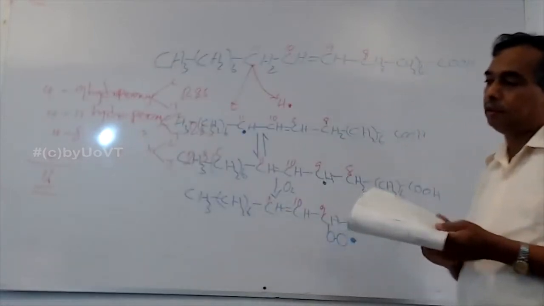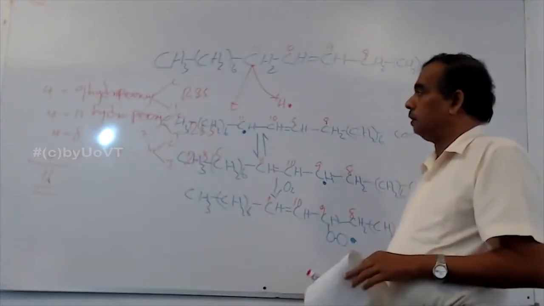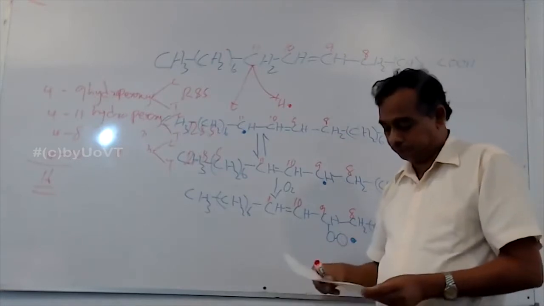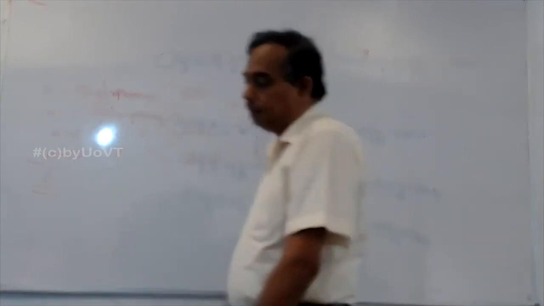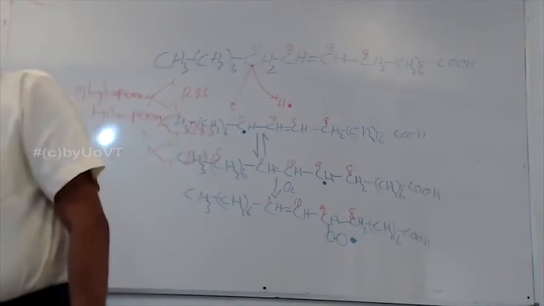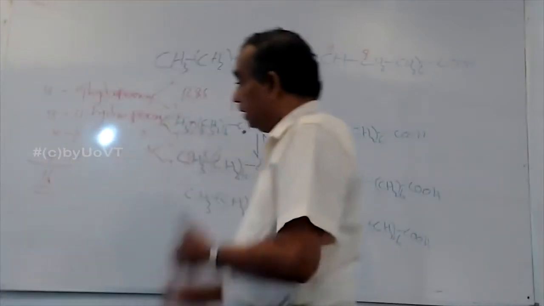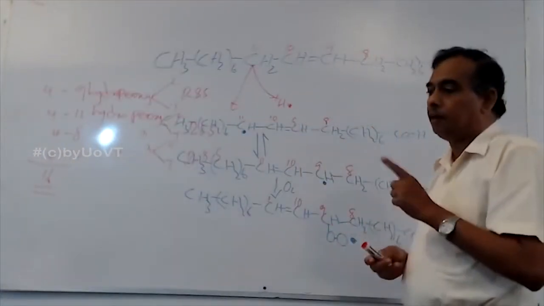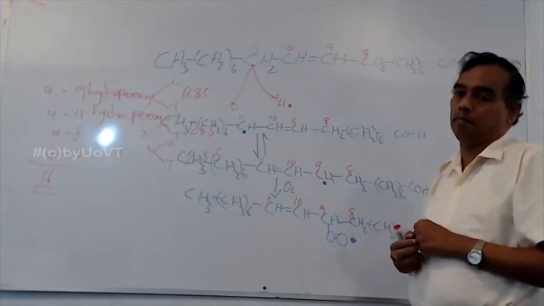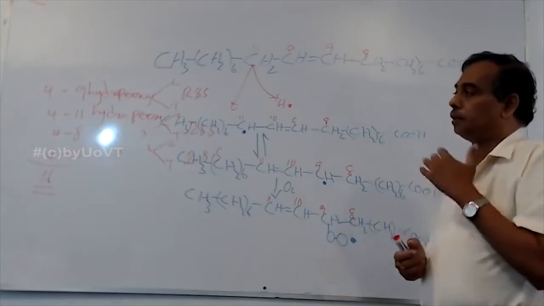Now you can think about the capacity of the double bond. Right? 16 compounds. 16 types of compound due to 1 double bond. That is a very important thing.